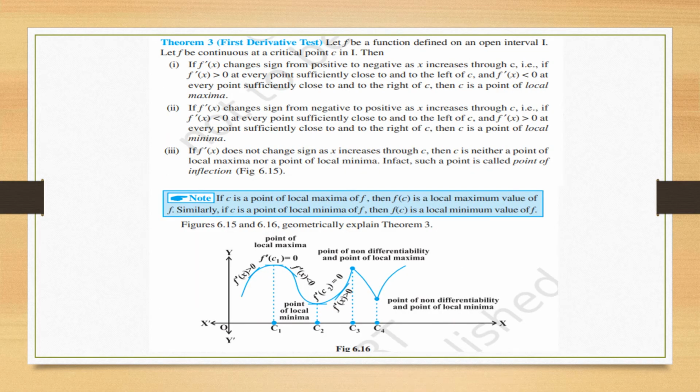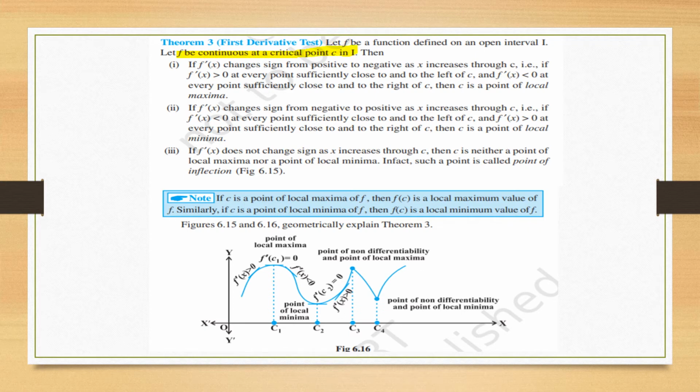Now, what is the first derivative test? For applying local maxima and local minima, we use the first derivative test. It says that if f is a function defined on an open interval I, then f should be continuous, and at a critical point c it should be continuous up to there.